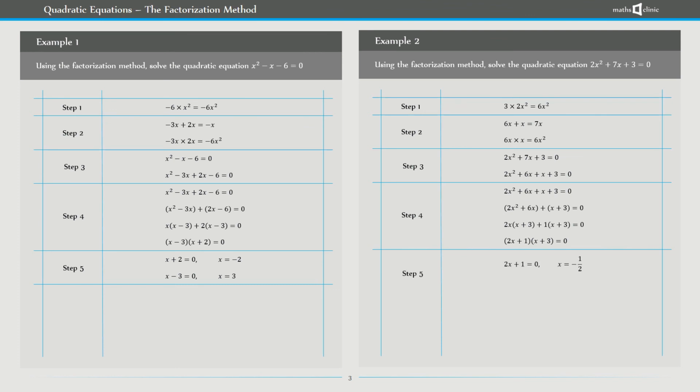And from that point on, you go ahead and say 2x plus 1 equals 0, x equals minus 1 over 2, x plus 3 equals 0, x equals minus 3. And that would bring us to the end of this lesson. A very interesting lesson, to be honest. Like I said, the factorization method is my favorite method for solving quadratic equations. And yeah, bye for now.